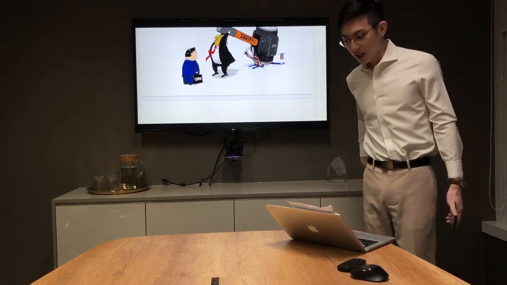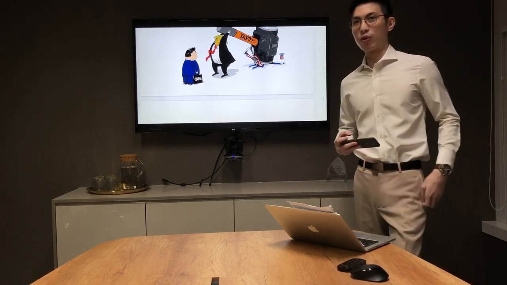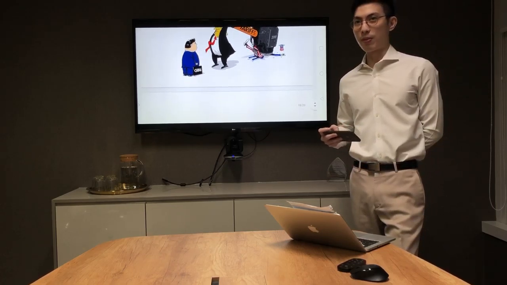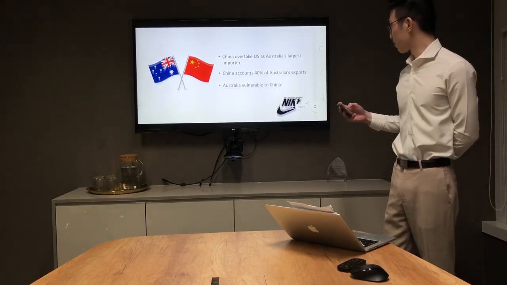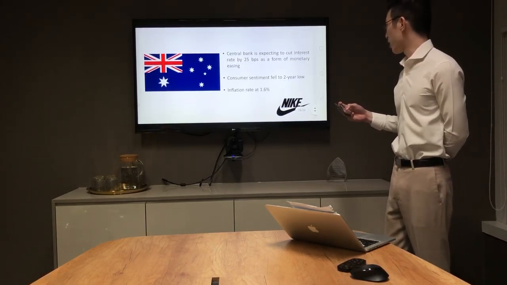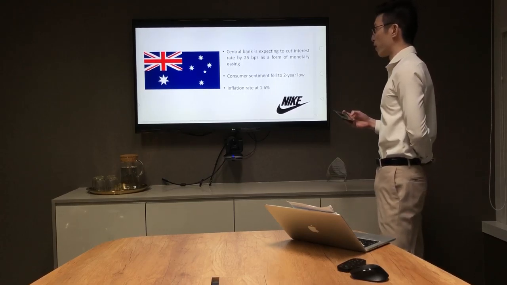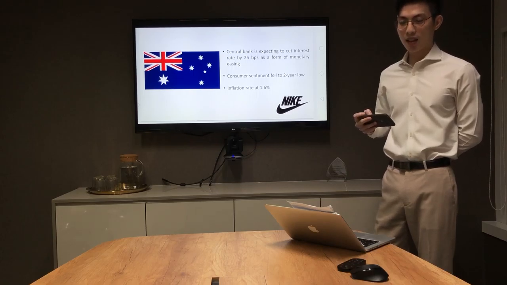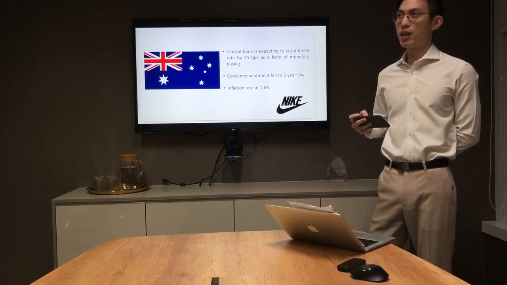Now, the RBA is going to go from a neutral perspective to a monetary easing perspective, as consumer sentiment has fallen to a 2-year low, with the inflation rate at 1.6%, down from 2.3% at the RBA's forecast.